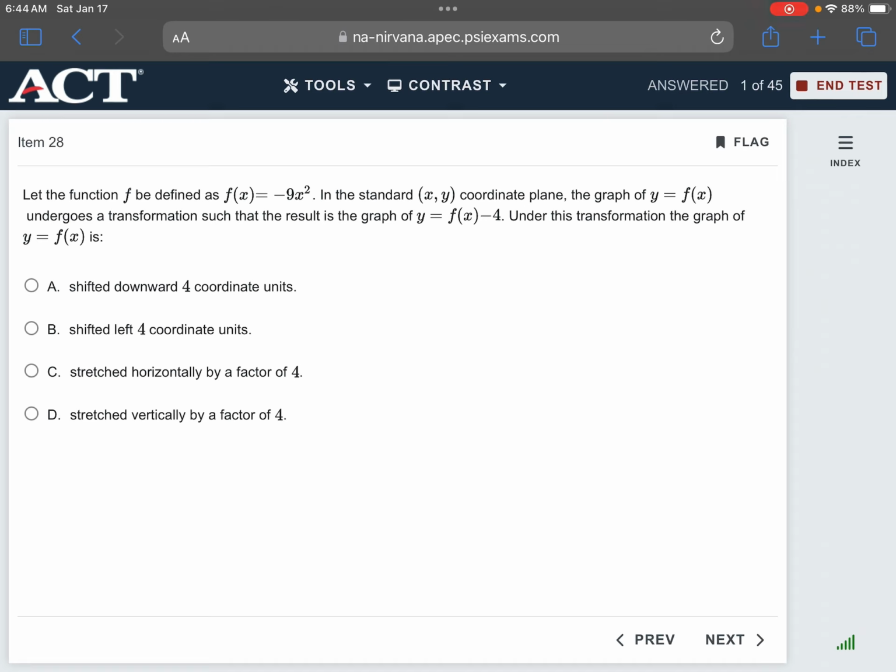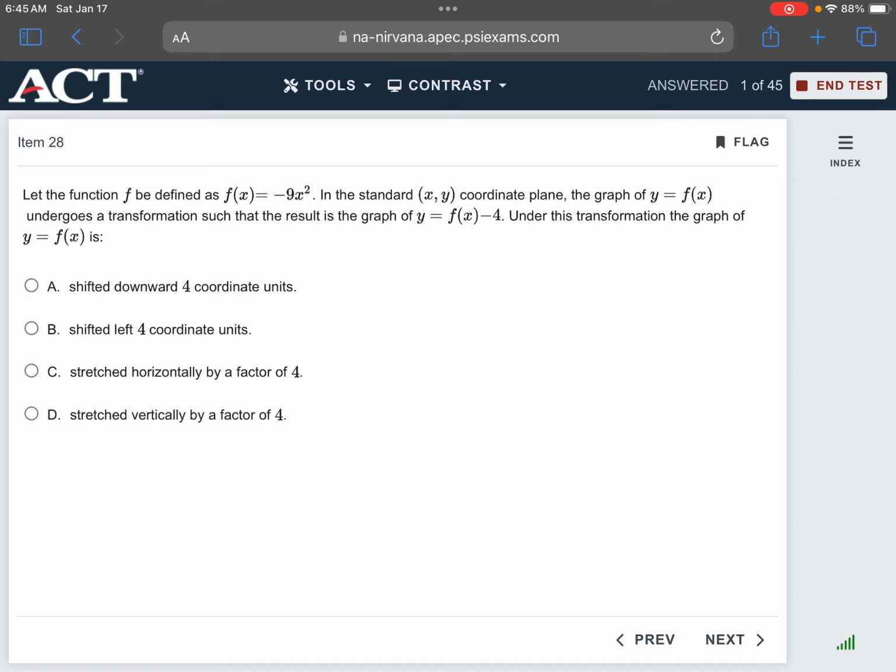Okay, so that's a lot, right? Basically they're saying we have this graph f of x, which is negative 9x squared, and now we're going to define a new function as y equals our same function from before, f of x, the negative 9x squared, but now we're going to do a minus 4 with it. Then it says, under this transformation, the graph is... Okay, so how is this being transformed? Again, we can use Desmos for this.